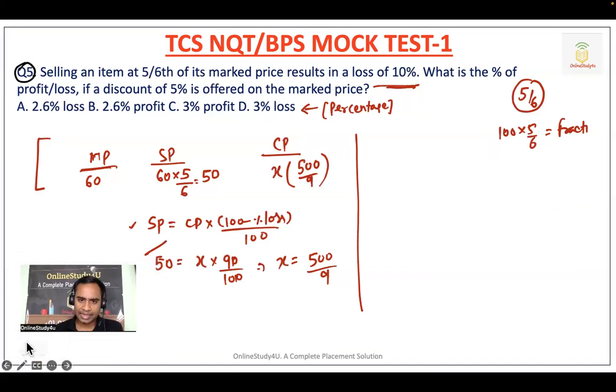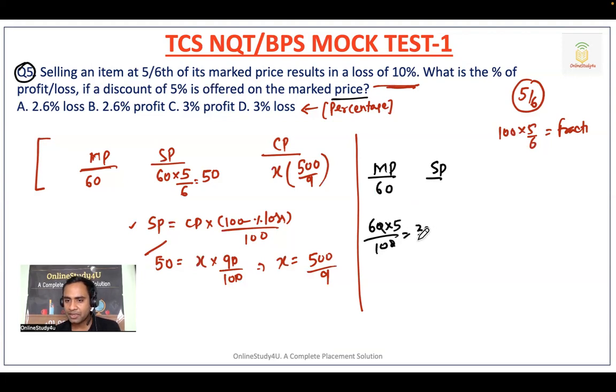Now what they are asking: what is the percentage profit or loss if a discount of 5% is offered on the marked price? Marked price is 60, right? Now you are going to offer a discount of 5% and sell. So 5% of 60 will be 3 rupees, right? That means you are going to give a discount of 3 rupees, and you will be selling at 57.